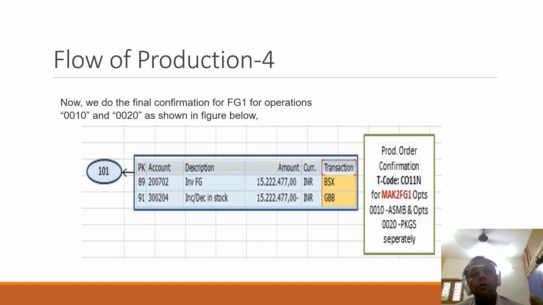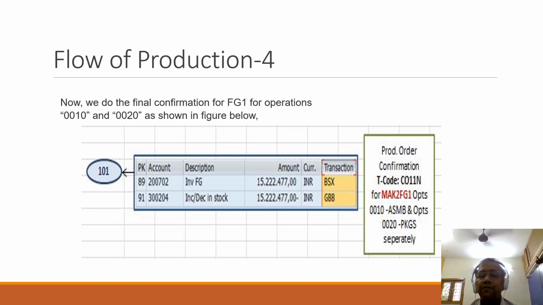Production flow. Now we do the final confirmation of the finished good operations 1 and 2. So the system is posting the transactions. If you see what I'm referring to here, the system is based on the production order confirmation. It is the production order confirmation when you have done the process, when you are issuing the goods and so on, we are doing the production order confirmation.